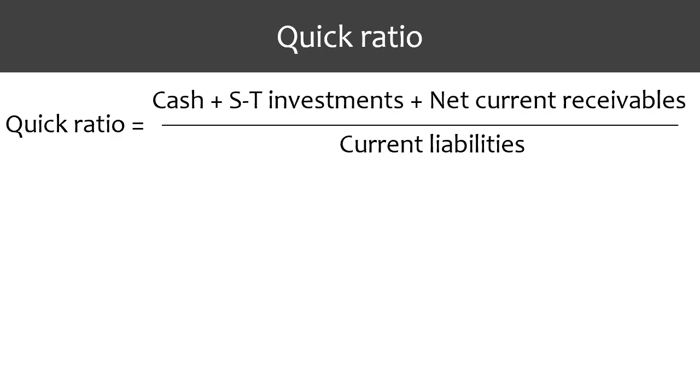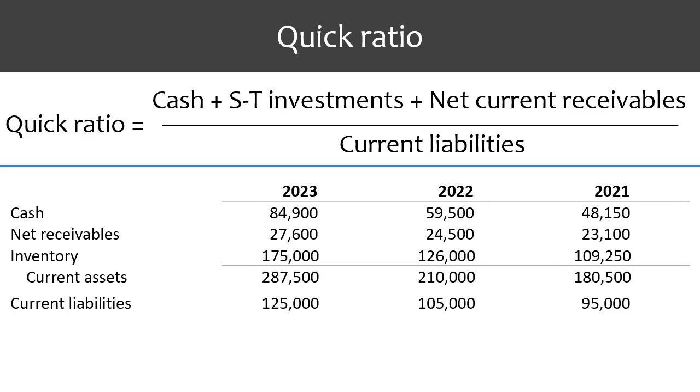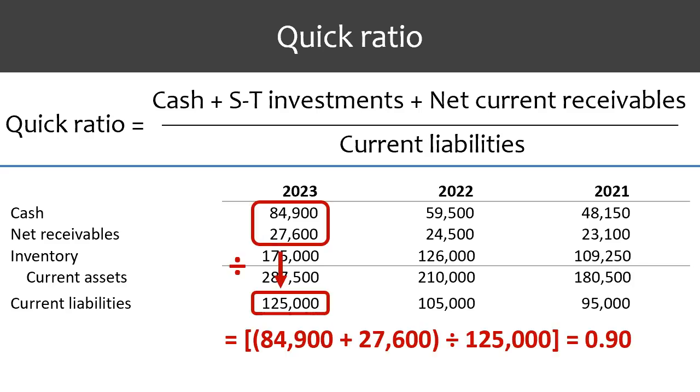The quick ratio is analyzed by taking the sum of cash plus short-term investments plus net current receivables and dividing that sum by current liabilities. These assets are the assets that are most quickly available if needed. Here we have 3 years of current assets including cash, net receivables, and inventory, and current liabilities for a company. We are going to calculate the quick ratio for each year.